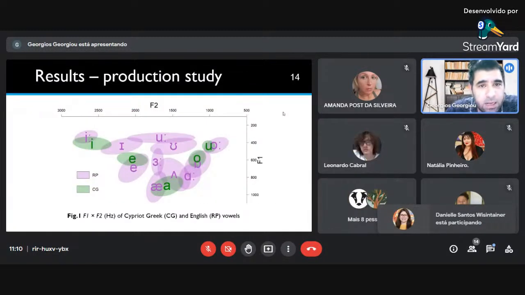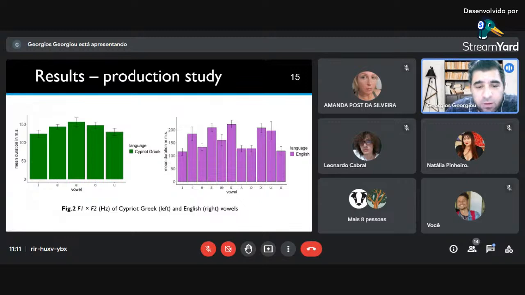Here you can see the results of the production study. In the green color, you can see the Cypriot Greek vowels, and in the purple color, you can see the English vowels. So as you can see, the Cypriot Greek E is close to the English E. The Cypriot Greek A is close to the English E. The Cypriot Greek A is close to several English vowels. And you can see that O is close to the English O, and U close to the English O.